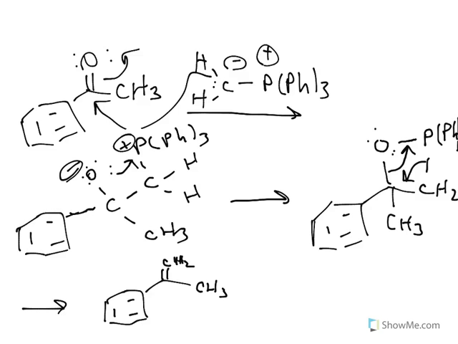So what's changed? Well, look at this. The oxygen has been traded out for a what? A CH2 group. Where did that CH2 group come from? Right here. So what we're going to be doing in the Wittig reaction is we replace the oxygen with an R group.